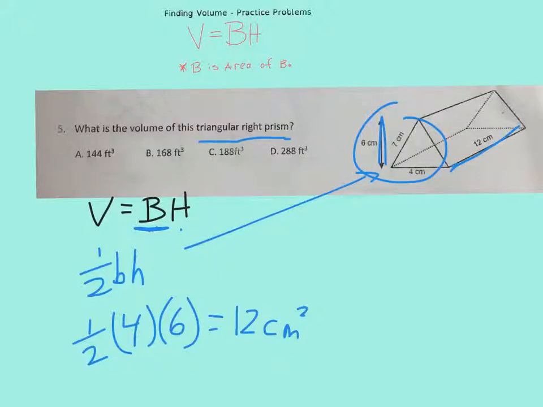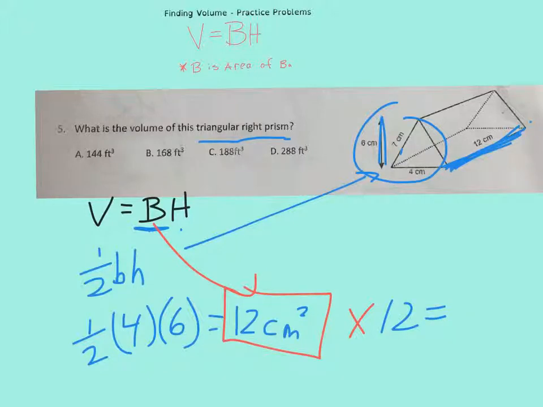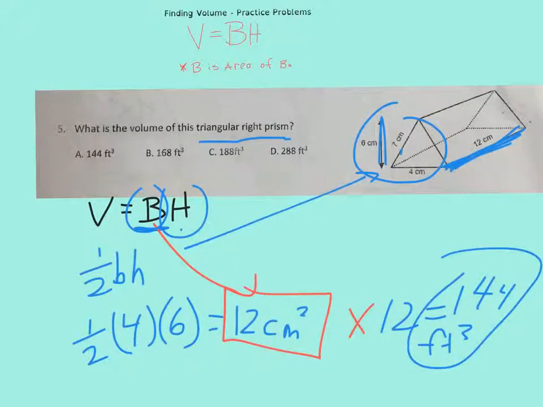So we have part of our volume formula. That's the big B. Now we just multiply it by the height, and the height is 12 from one triangle to the next triangle. So if we put the triangle sitting up on its base, the distance from one to the other is 12. So our volume of this shape, the area of the base times the height, is 144 feet cubed. Sorry, that's very sloppy, but 144 feet cubed.